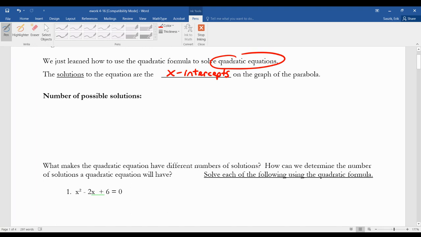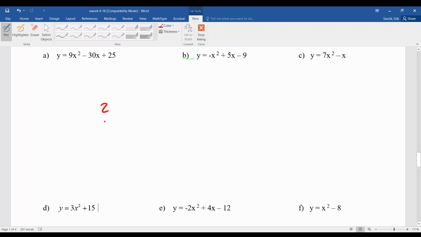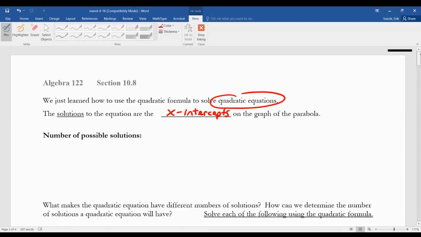All right. If you guys remember, we were talking about this. There are different options for solutions. You could have two solutions, one solution, or zero solutions. Okay? Those are the options. Two is the most common. But those are the options of the solutions that you could have.